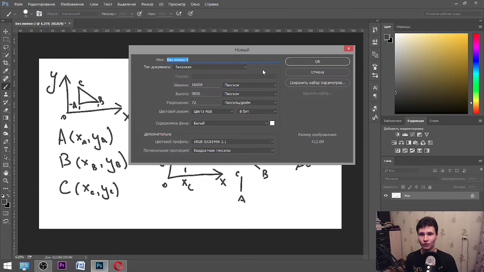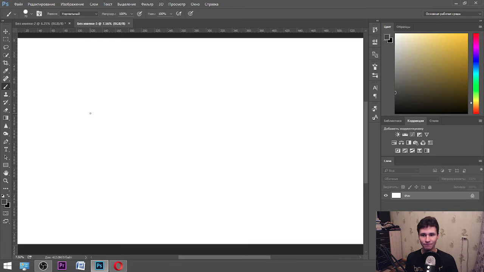Also, let's create one more. They could also be A, B, and C. They could be vectors. Look at this. Vector. It could be a vector of this one. It could be a vector of this one. They could be a vector even of this one. Or a vector of this one. Or a vector of this one. They are different types of vectors. And they have a starting point. They have an ending point.